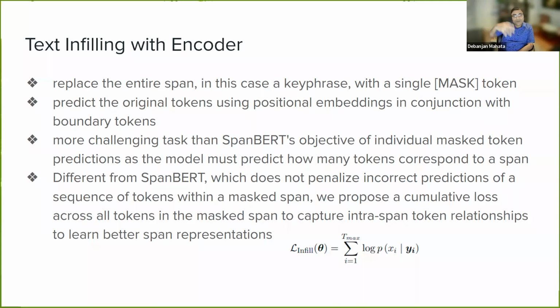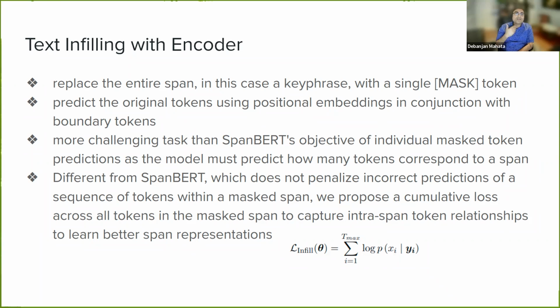So we replace the entire span, in this case a key phrase, with a single mask token, which is very similar to what the text infilling task does in BART, but now we do it in an encoder setting. So we had to do some changes. The idea is to predict the original tokens using the positional embeddings in conjunction with the boundary tokens. A lot of you might be thinking, oh, how is it different from SpanBART? SpanBART also does this, but this is a more challenging task than SpanBART's objective of individual mask token predictions.